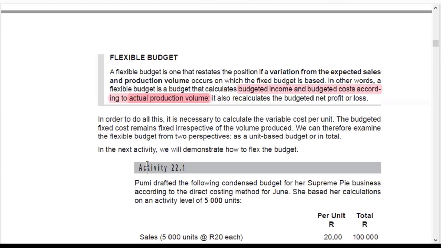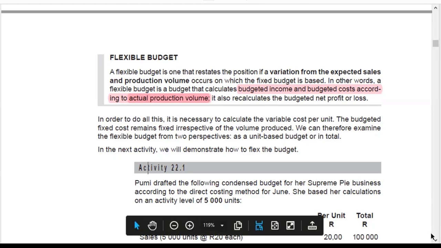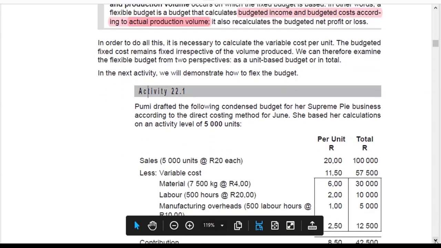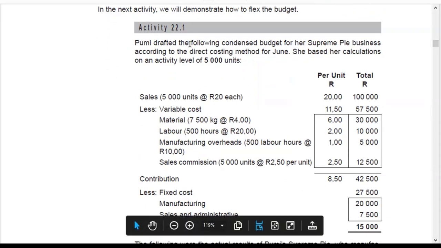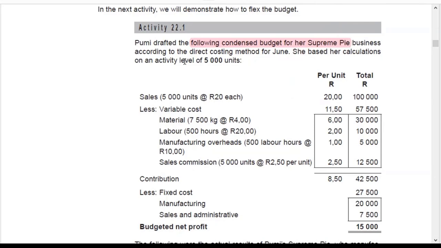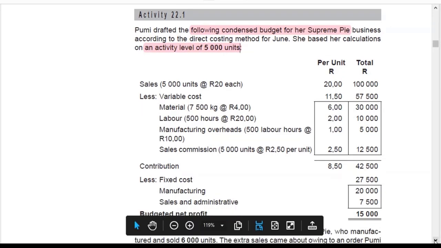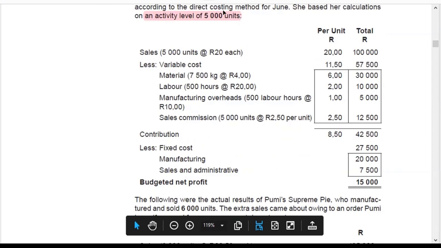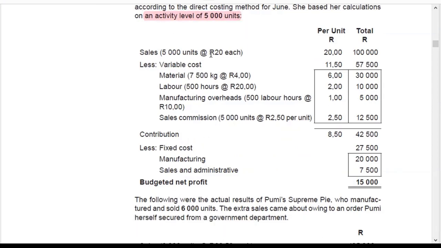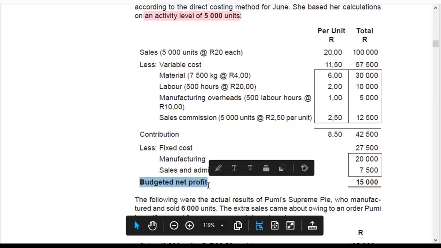Right. Another example is actual production affecting your budget. Pumi drafted the following budget for Supreme Pi. She based the calculation on an activity level of 5,000 units. So these are the sales using these 5,000 units: 20 Rand, 4 Rand, 20 Rand. I'm just giving you the rates. 10 Rand and 2 Rand 50. Those were the variable costs. Then they give you the fixed costs, and they get a budgeted net profit of 15,000.